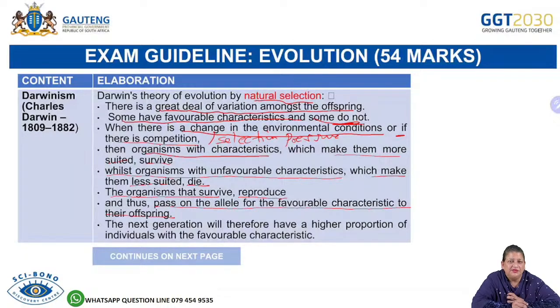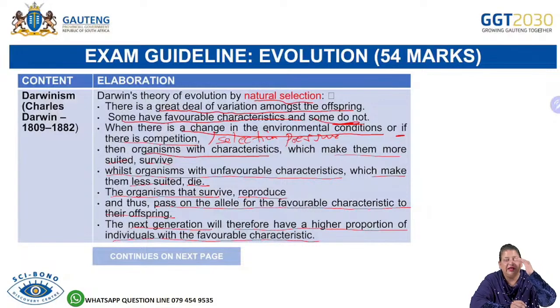So those organisms that survive have that advantageous characteristic. So one allele of that advantageous characteristic goes to the offspring. Therefore, once they survive, they will pass on the allele for the favorable characteristic to the offspring. And therefore, the next generation will have a higher proportion of individuals with the favorable characteristic.